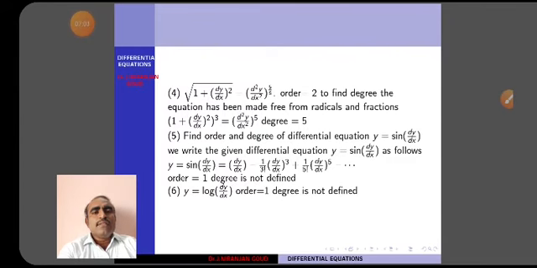So order is 1. To find the degree, we need the highest power of dy by dx. In this equation, it is not defined. So the degree is not defined. In the same way, y is equal to log of dy by dx. Expand log of dy by dx, you will get infinite terms. So the order is 1, degree is not defined.